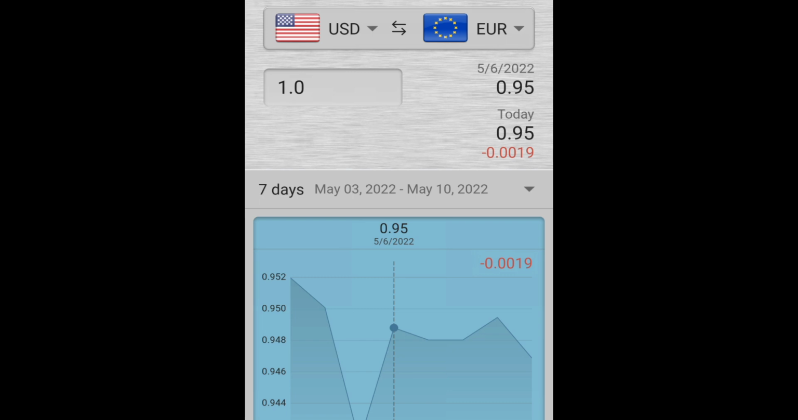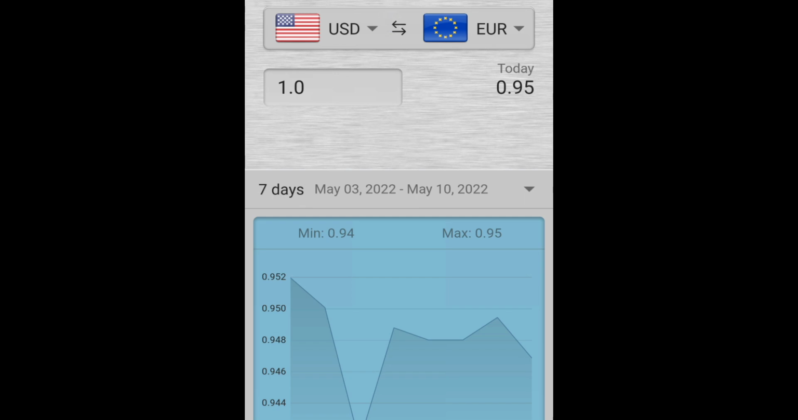For May 6, 1 US dollar is equivalent to 0.949 euro. For May 7, 0.948 euro. For May 8, 0.948 euro. For May 9, 0.949 euro. And for May 10 data today, 0.947 euro. That's a USD to euro.